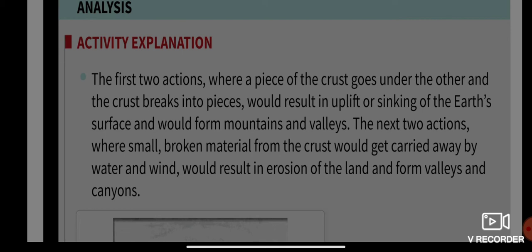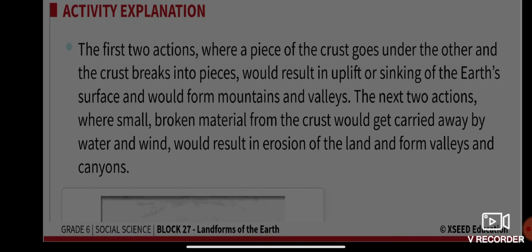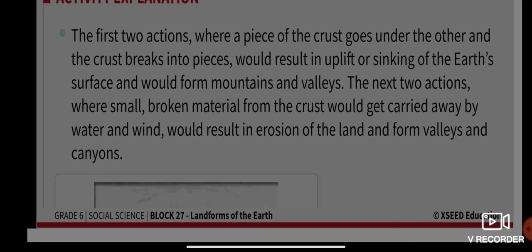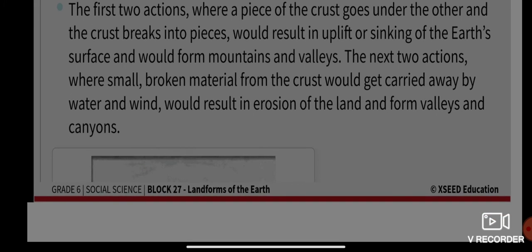Now answer to that. See, the first two actions, where a piece of the crust goes under the other and the crust breaks into pieces, they will result in uplift or sinking of the earth's surface, and they will form mountains and valleys, as we have learned. Now going back to the next two actions, where the small broken material from the crust gets carried away by the water and wind, it would result in erosion of the land and form valleys and canyons.